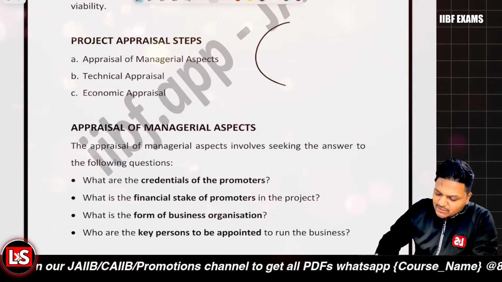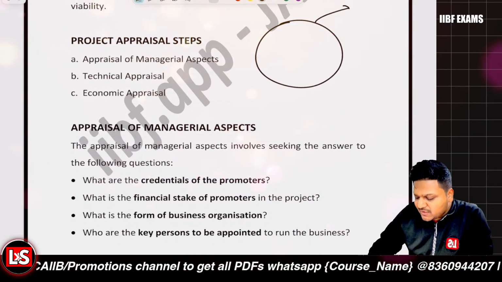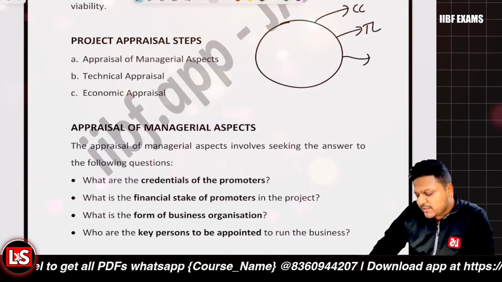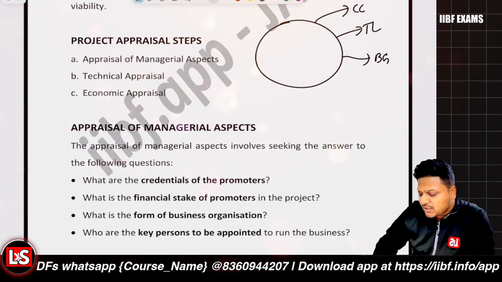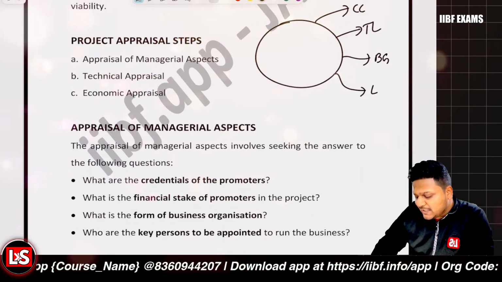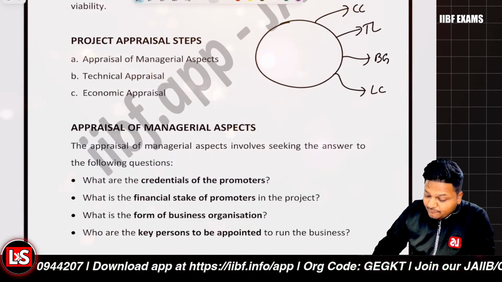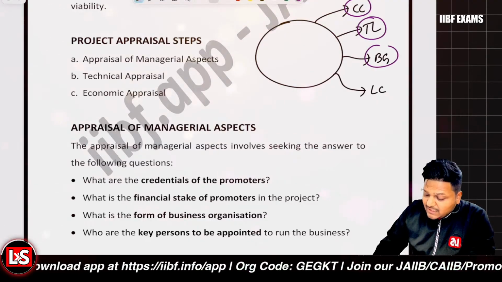So let's say a project is to be sanctioned. Now the project may require the CC limit also. They may require the term loan also. They may require the bank guarantee also. They may also have to issue the letter of credit, right? And other than that, these are the different facilities which are required by them.